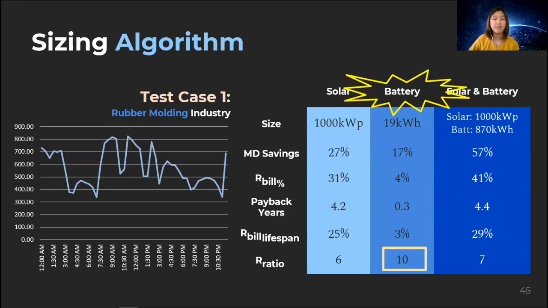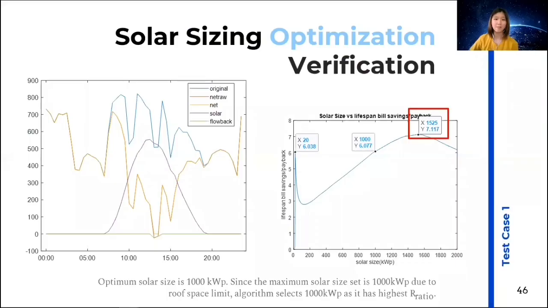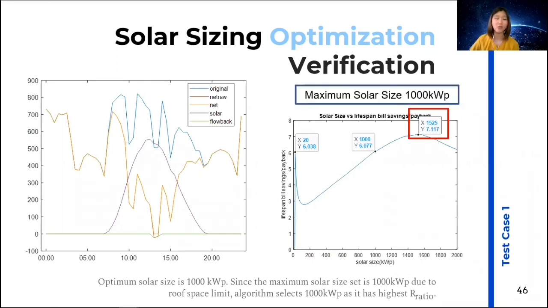For an in-depth understanding and verification of results generated, analytical analysis was done. As shown here, solar size of 1525 kW peak would be the most optimal sizing as it has the highest R ratio. However, since the roof space only allows a maximum solar size of 1000 kW peak, the algorithm selects 1000 kW peak since it has higher R ratio compared to the peak at 20 kW peak. Next, it is shown that only minimal electricity is flowed back to the grid.